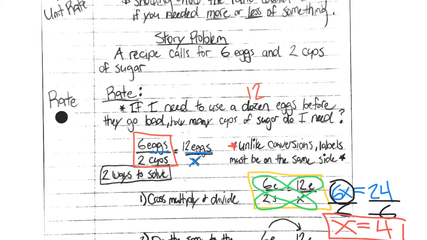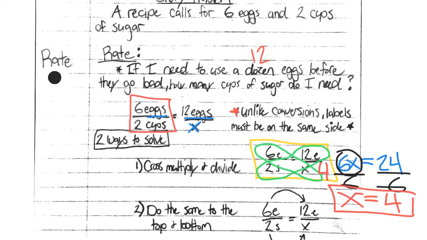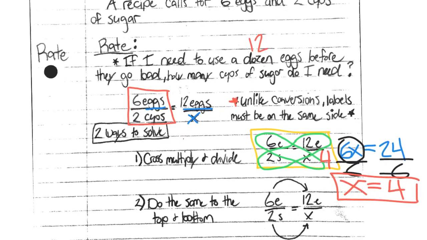So in place here, how many would we need? Well, we would need 4 cups of sugar. Now that's way number 1, cross multiply and divide. The second way is that we look at it kind of like our proportions. When we were filling in those tables and there was the missing piece in the table, we would ask ourselves, how do we get from this number to this number?